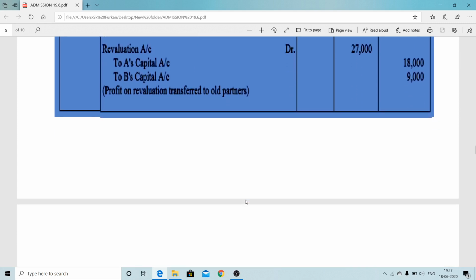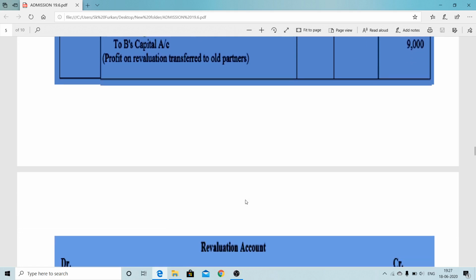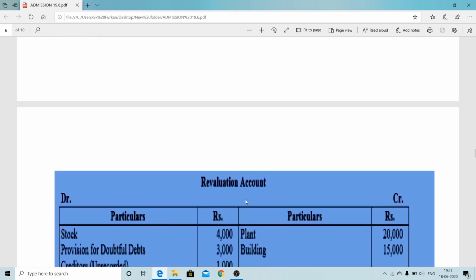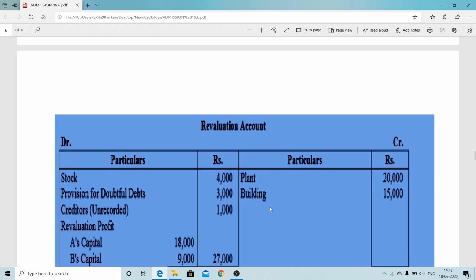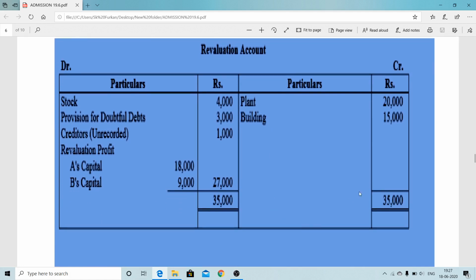Now after that, the instruction is to open the revaluation account. With the help of the journal entry, we can directly put it into the revaluation ledger. On the debit side: plant 20,000, building 15,000. On the other side: stock decreases 4,000, provision for doubtful debt 3,000, creditor 1,000, that was unrecorded creditor. Now the total of the credit side is 35,000 and the total of the debit side is 8,000. The difference of 27,000 is the profit on revaluation that is transferred to old partners A and B under the old ratio.